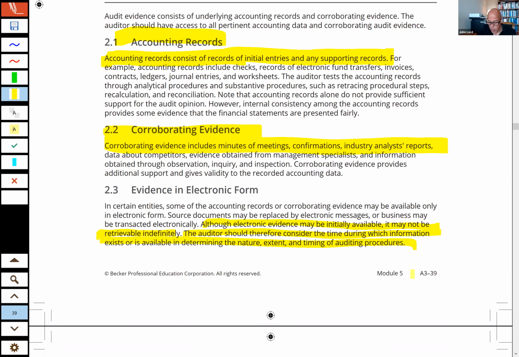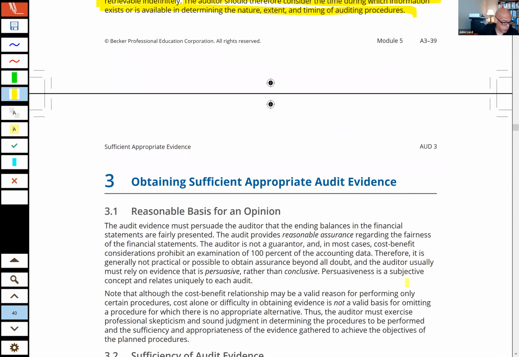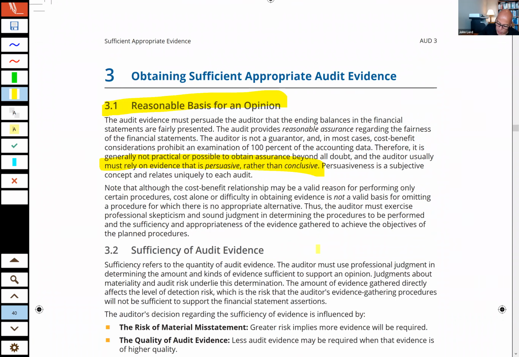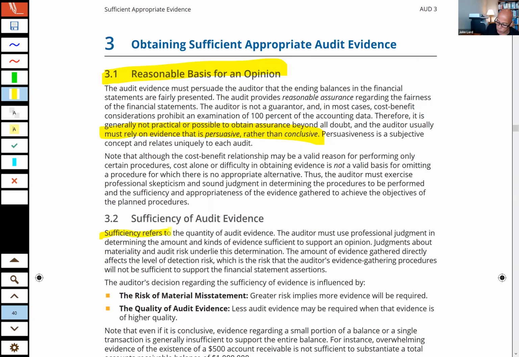Then you come over and the evidence is supposed to serve as a reasonable basis for our opinion. So the auditor must rely on persuasive rather than conclusive evidence. That's why we give what? We give only reasonable assurance that the financial statements are fairly stated, right? Sufficiency refers to the quantity of evidence.